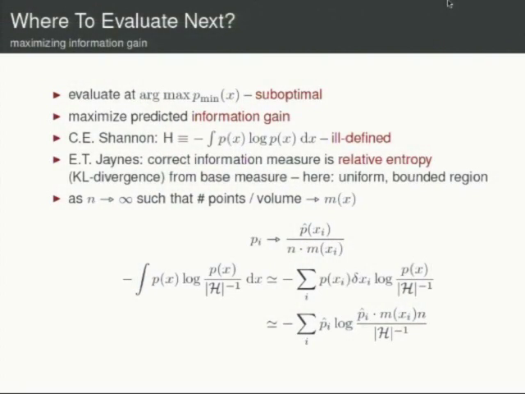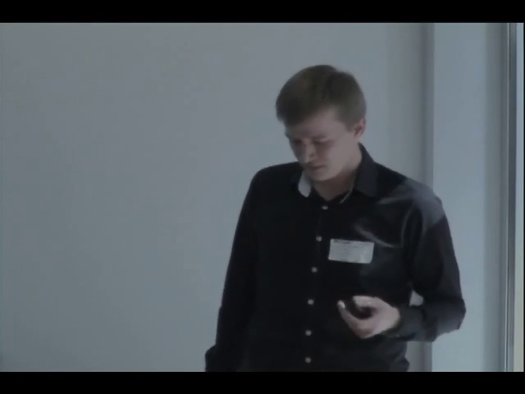Now we need to move to the next point and somehow construct from this distribution a number. So we need some functional that turns a distribution into a measure of uncertainty. And, well, I already told you that evaluating the maximum is not a good idea. Instead, we want to maximize predicted information gain. In discrete settings, where you have finitely many points, most of us will probably agree that the accepted measure of uncertainty is entropy. So the negative expected value of the logarithm of the probability.